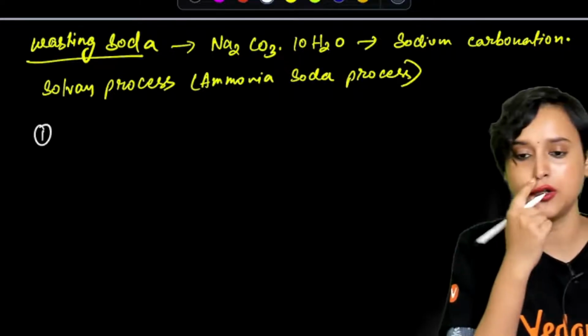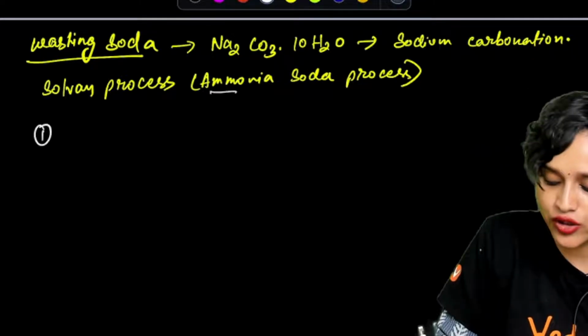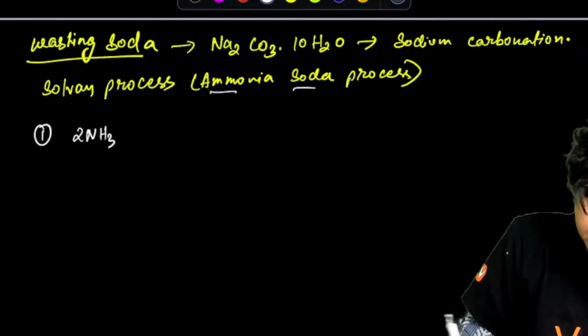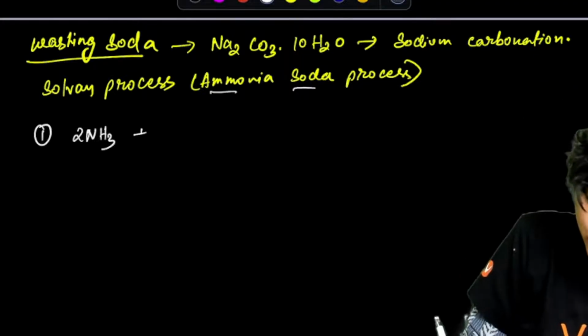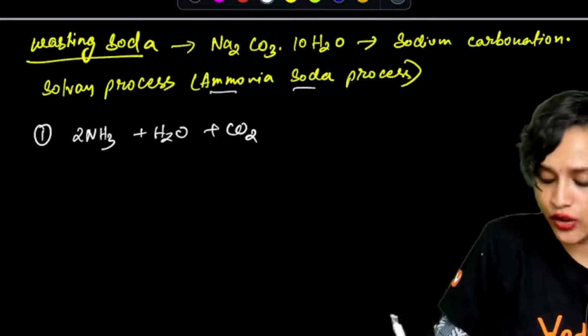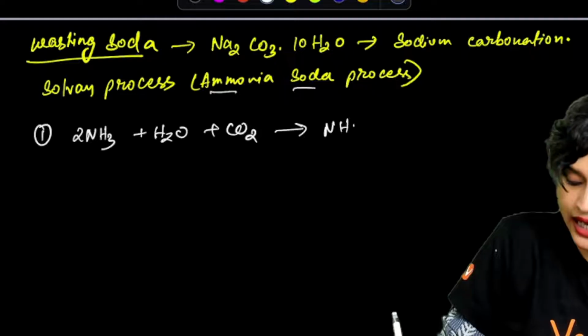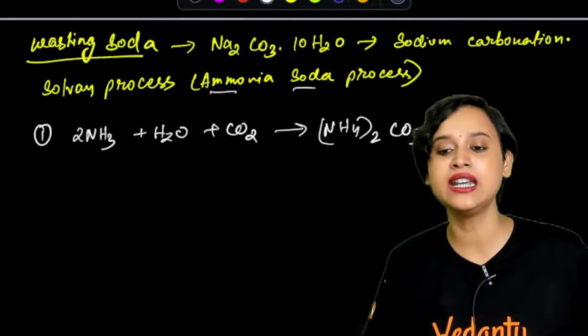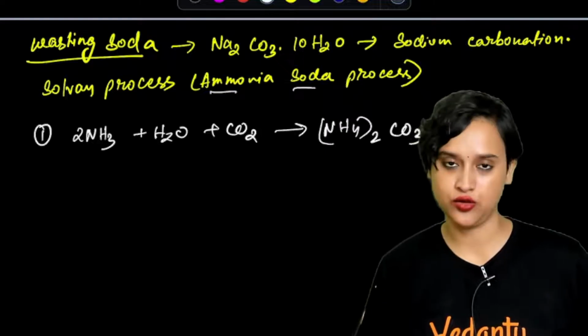The first step is, you take ammonia. See, I just told you, ammonia soda. So you take ammonia plus water and plus carbon dioxide. What will you get? You will be getting (NH4)2CO3.